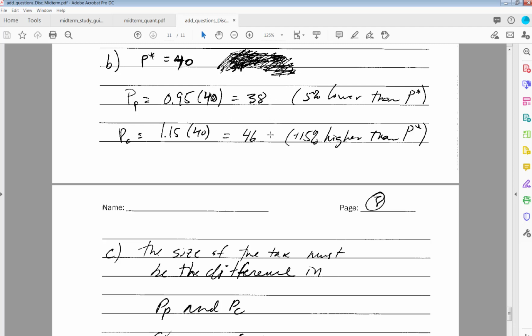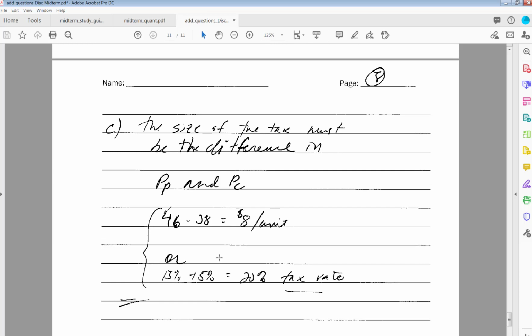There's no way to collect anything extra or anything less as tax, and so it must be 46 minus 38, $8 per unit. The question didn't say that, but you could also have just added up these two. 15% of the price goes as tax to the consumers, and 5% shows up at the producers. Add those two together, and you get a 20% tax rate.